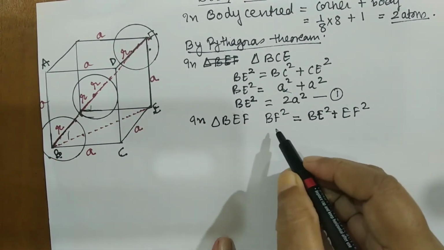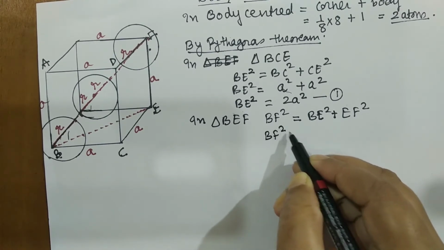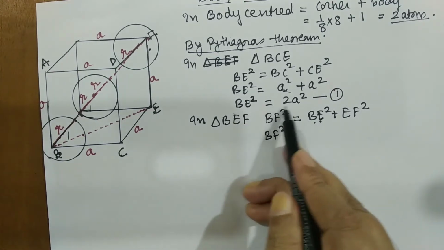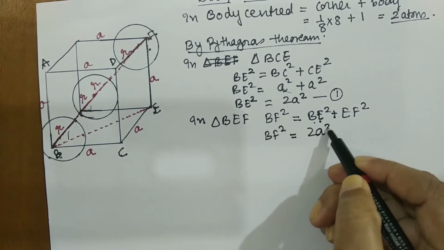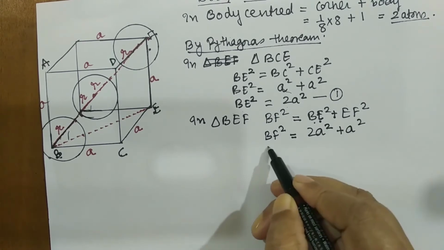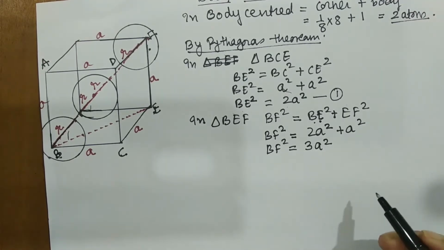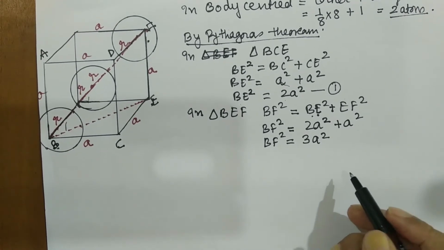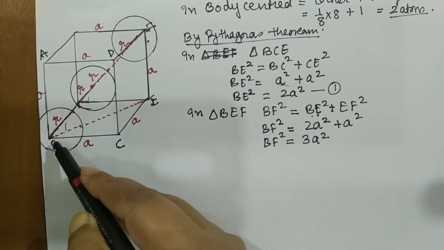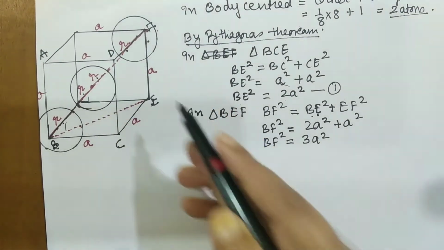So let us now substitute. So BF square is equal to, what is BE square? I will take from equation 1. So it will be 2A square plus A square. So BF square is equal to 3A square. Right, students? Now what is BF, student? If I see BF is what? BF is R plus R plus R plus R, means it is 4R.